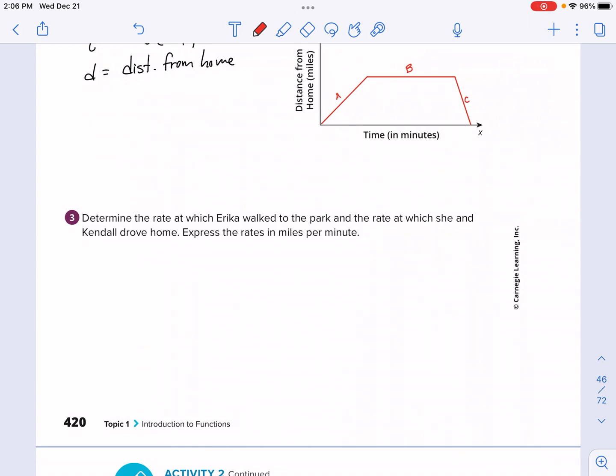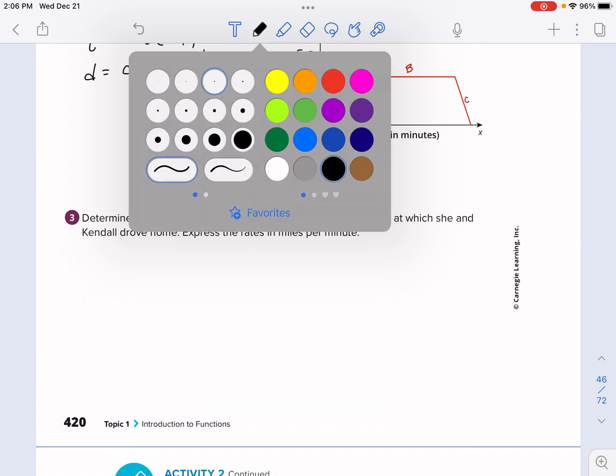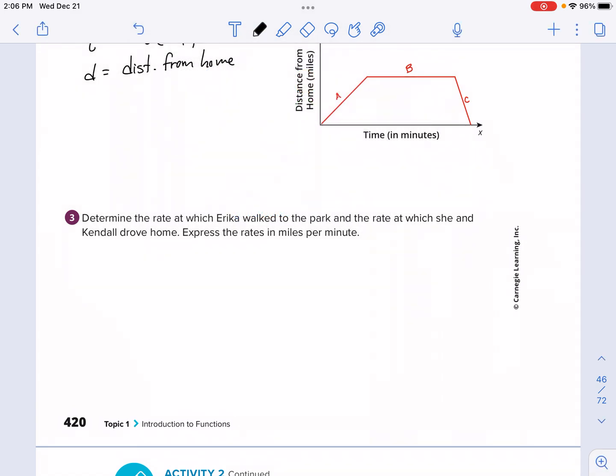Determine the rate at which Erica walked to the park and the rate at which she and Kendall drove home. Express the rates in miles per minute. So for Erica, let's put this in red or black. Walked, we'll just put walk. So this was 3 miles, and that was in 30 minutes. So if you wanted to, you could divide both of them by 3. They're both divisible by 3. But we should have it per minute. So we're actually going to divide both by 30. So we'll have 1 minute here. If you divide 3 by 30, you're going to get a decimal. It'll be 0.1. So 1/10 of a mile every minute.